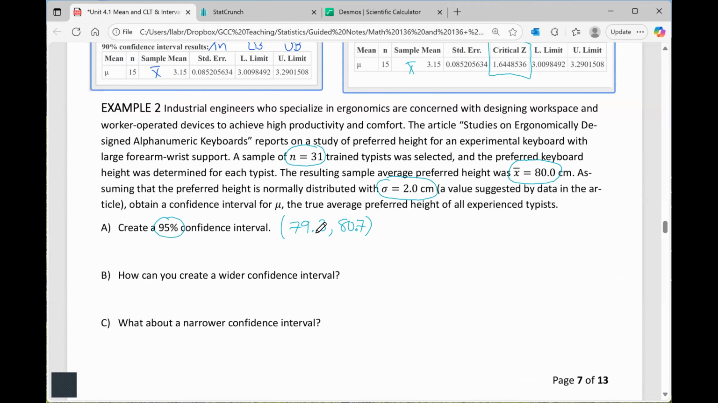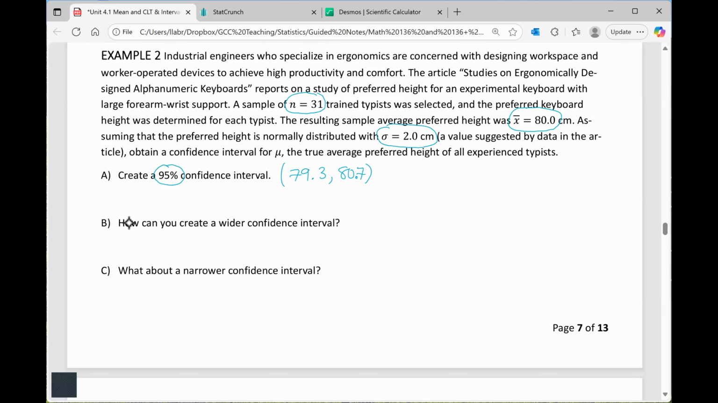Now let's go ahead and answer this question here. This one's more theoretical. How can I create a wider confidence interval? So notice that the width of the confidence interval is basically saying, if I were to visualize this, here's your center. How can I make this go further out, to the left and to the right? And we have to remember that this is the error bound. The error bound for the mean has the formula z sub alpha over 2 times sigma over square root of n. So there's two ways that we can do that.